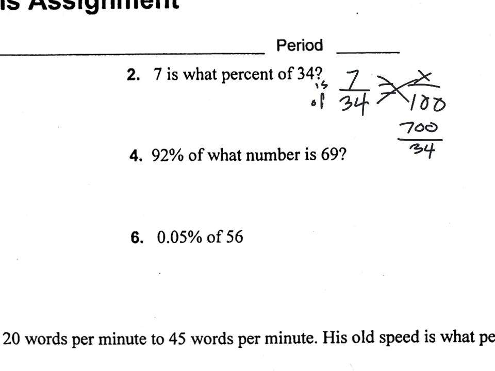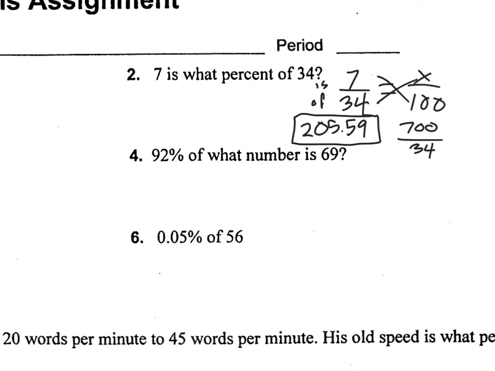700 divided by 34. And we get, it's kind of a messy number, but we're going to round it to the nearest hundredth. So if we do that, we're going to get 205 and 59 hundredths. And there is your answer. Okay, so there's number 2.